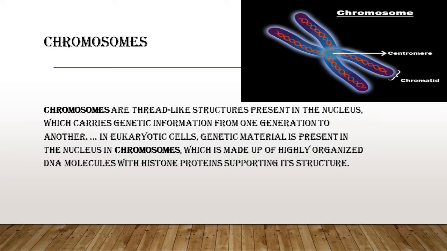In eukaryotic cells, genetic material is present in the nucleus in the form of chromosomes, and these are made up of highly organized DNA molecules with histone proteins supporting the structure. So basically, chromosomes are the part of the cell responsible for the transfer of genetic information from one generation to another.